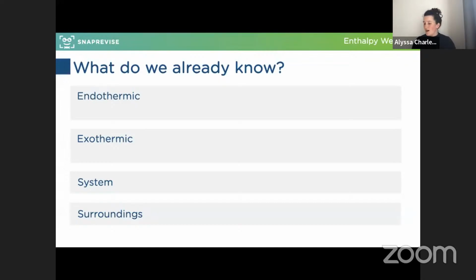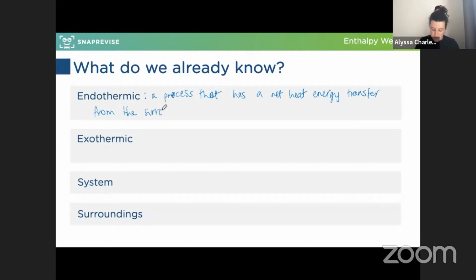Enthalpy is one of the key bits of chemistry, so it's a good one to be in. Good, so an endothermic reaction, or anything that is endothermic, is a process, or reaction if we're talking about reaction, a process that has a net thermal energy transfer, or heat energy transfer, from the surroundings to the system.